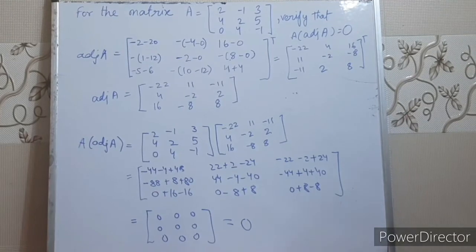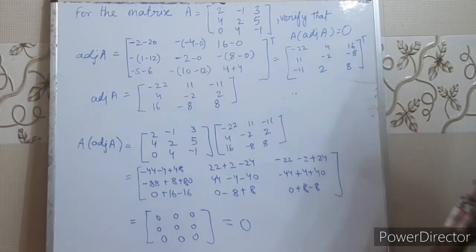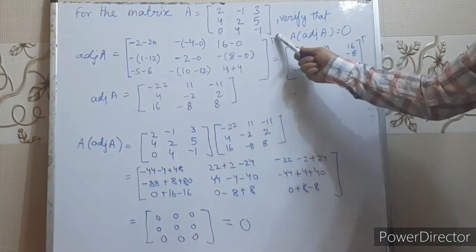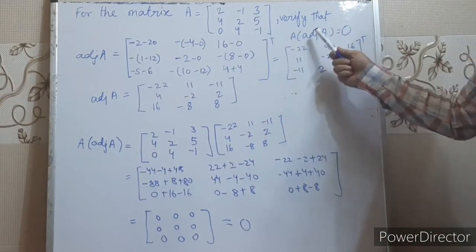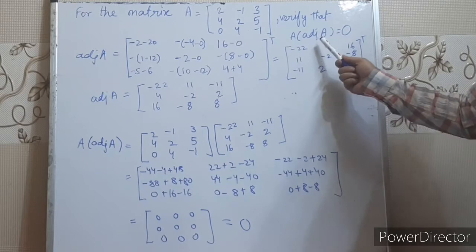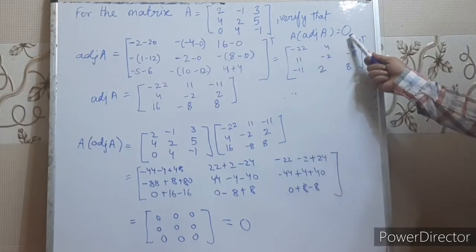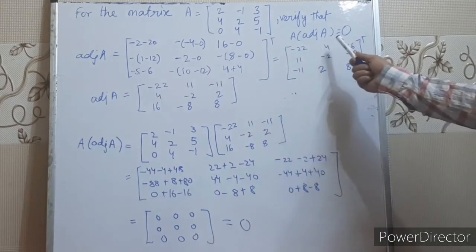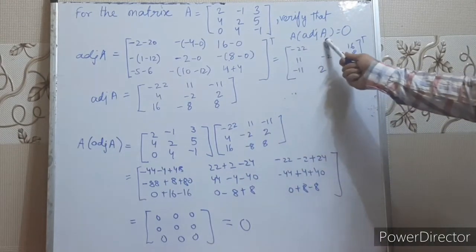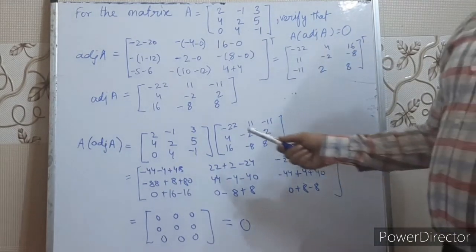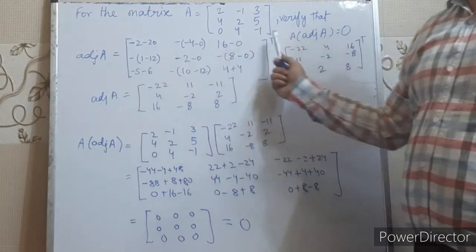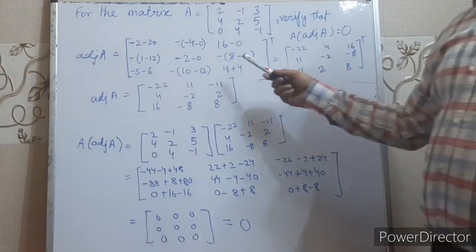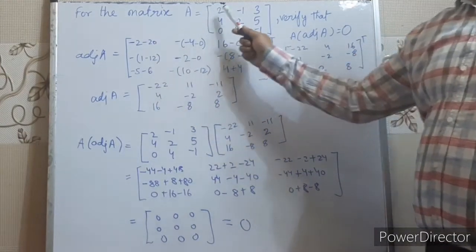Okay, children, see another sum. This sum says if for the matrix A, the given matrix is this, verify that A into adjoint A is a null matrix, right? So a null matrix. So first we'll calculate the adjoint A matrix, right? And we know that adjoint A is the transpose of the cofactor matrix formed, right? So first we calculate the cofactors of every element.